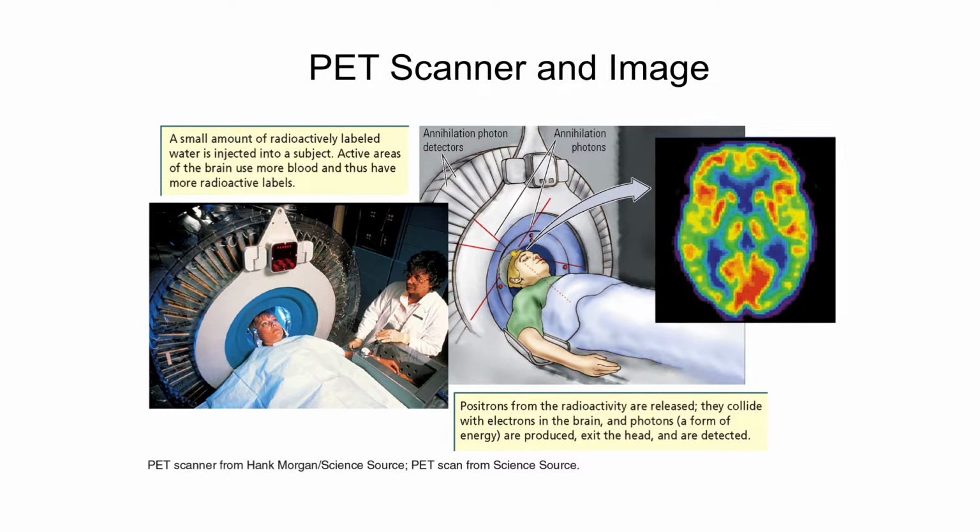Here you see another picture of it. Here you see a PET scanner. Here you see a schematic PET scanner, and this is a picture you can create with that. A small amount of radioactively labeled water is injected into the subject. Active areas of the brain use more blood and thus have more radioactive labels. Then positrons from the radioactivity are released, they collide with electrons in the brain, and photons are produced, exit the head, and are detected. So this is kind of a recap of everything I just said.